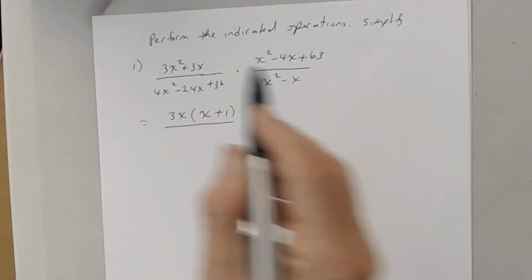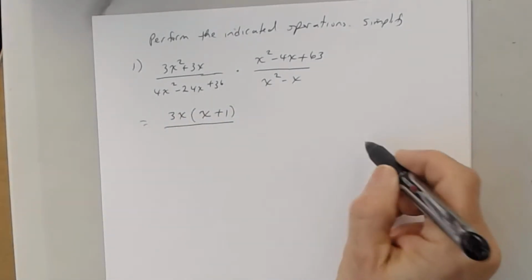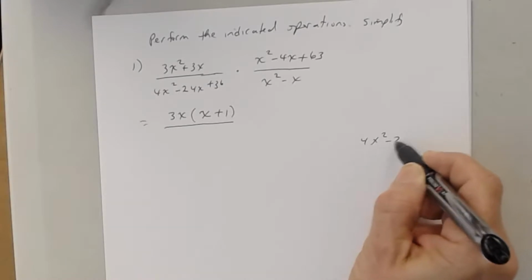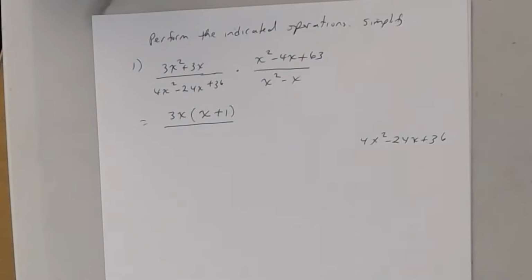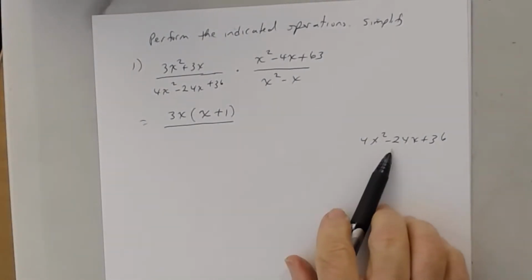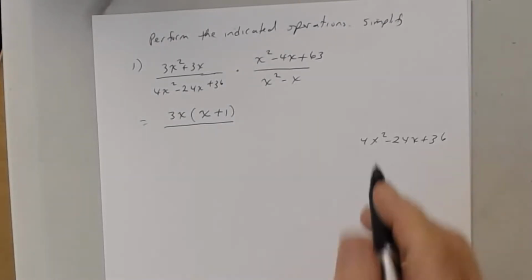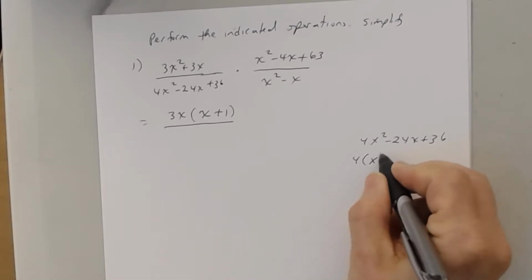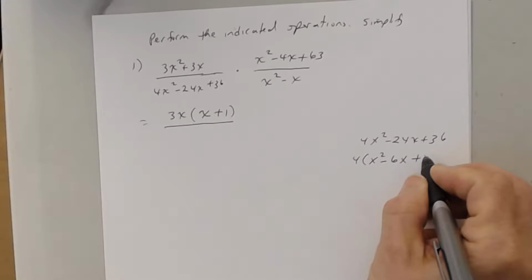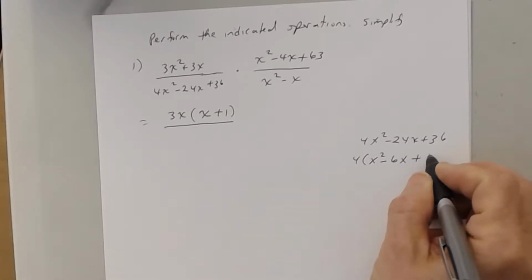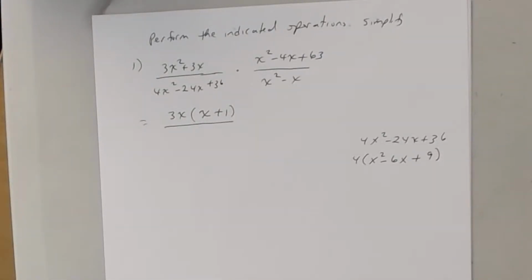What about the denominator? So I'm going to go up to the side. I'm going to rewrite that denominator: 4x squared minus 24x plus 36. I'm just going to do a little bit of work there. What should I do first? Factor out a 4. GCF is 4. So I get 4 times x squared minus 6x plus 9. Okay. Now, am I done with this?